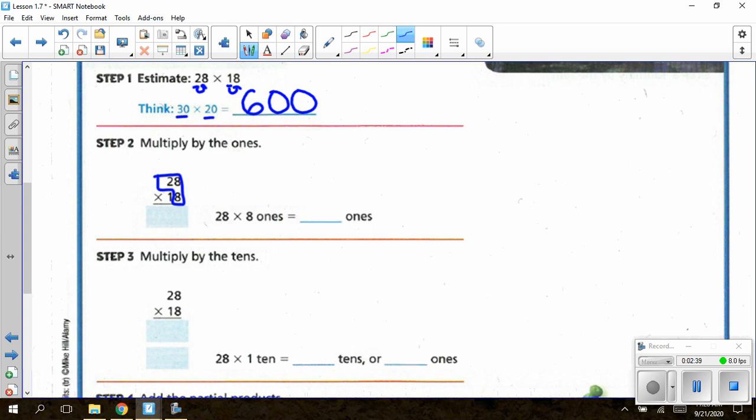So I first start with 8 times 8, which is 64. I'm going to drop my 4 and regroup the 6. And then I will take 8 times 2, which is 16, and 16 plus 6 is 22. So I have now found that if I had 28 times 8 ones, I would have 224 ones. So that is the answer to my first partial product.